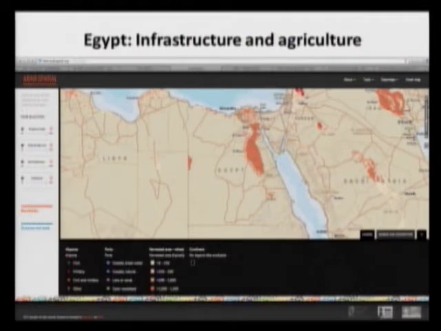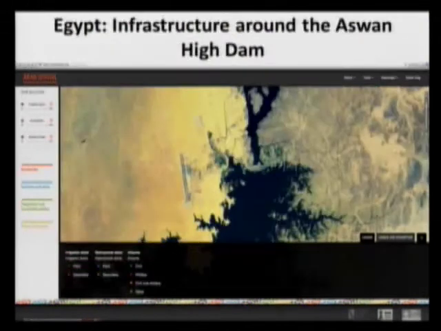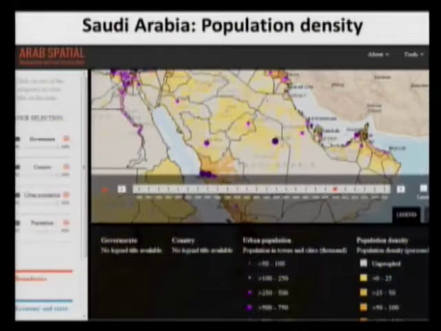This is a screenshot about Egypt and its infrastructure and agriculture. It shows wheat area harvested, and also ports and airports in Egypt. This is also a screenshot that shows the infrastructure around the Aswan High Dam. It identifies the dam as being both a hydropower dam and an irrigation dam on the map, and it also shows the airports that exist around the map.